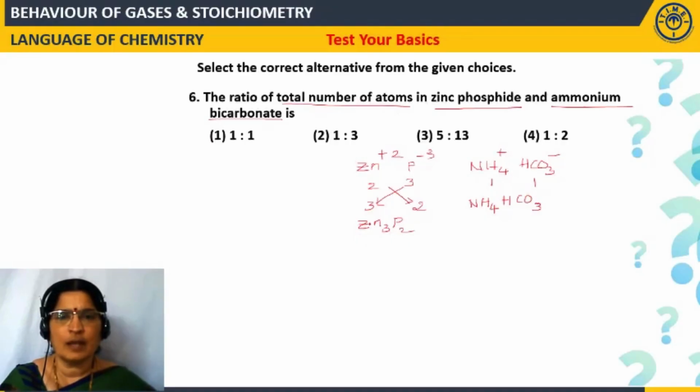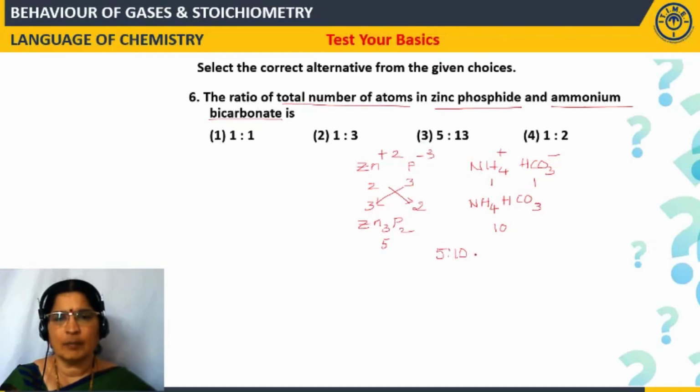Zinc phosphide has 3 zinc and 2 phosphorus atoms. So, 5 atoms are there in a molecule of zinc phosphide. Ammonium bicarbonate, if you count, has 10 atoms: 1 nitrogen, 5 hydrogens, 1 carbon, 3 oxygens. So, the ratio of the number of atoms should be 5 is to 10.